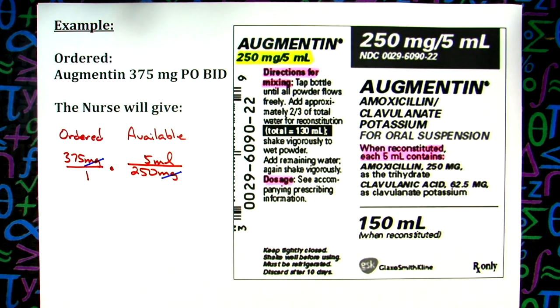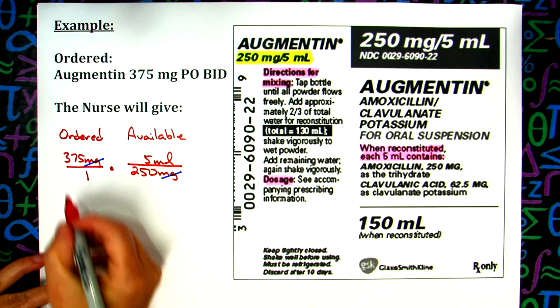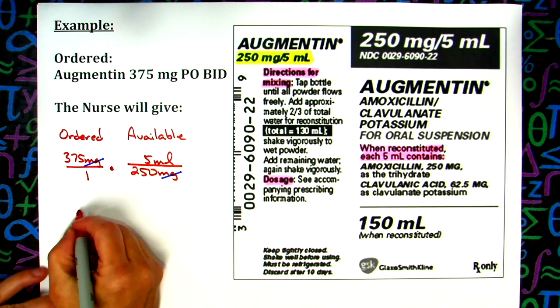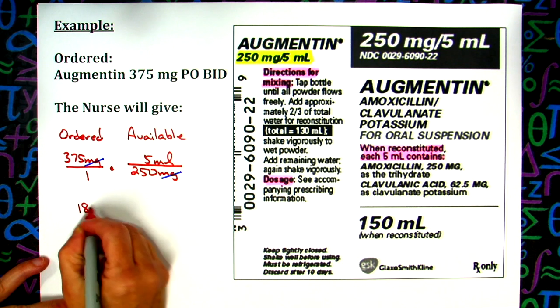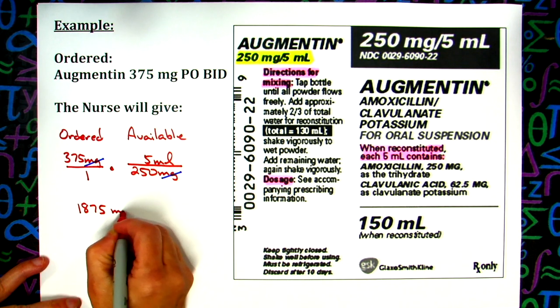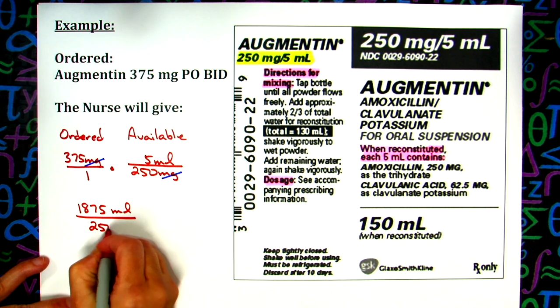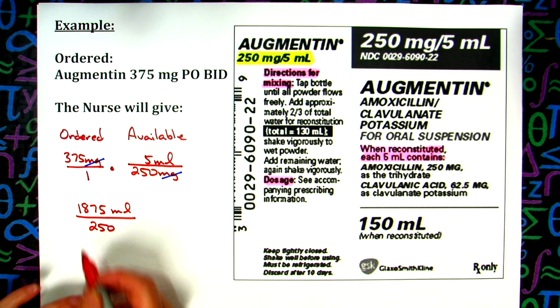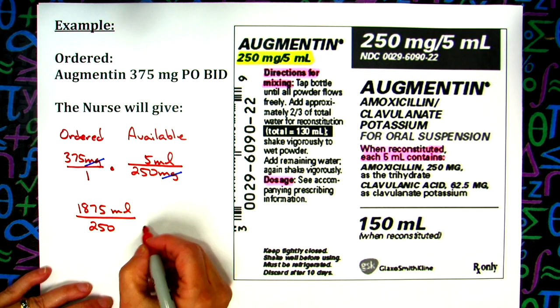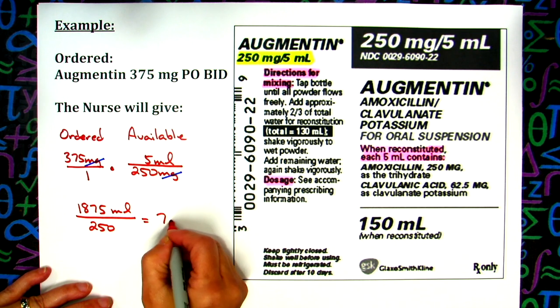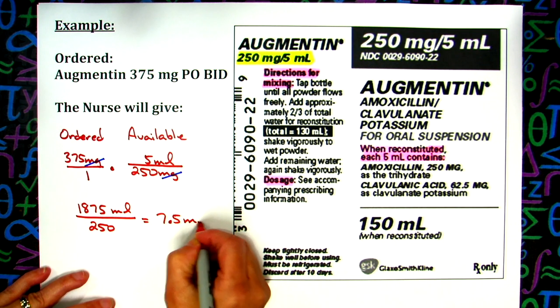We're going to multiply straight across the top, multiply straight across the bottom. 375 times 5 is going to give me that 1875 milliliters. And then multiplying across the bottom there will just be the 250. All right, grabbing a calculator, 1875 divided by 250 is going to be 7.5 milliliters.